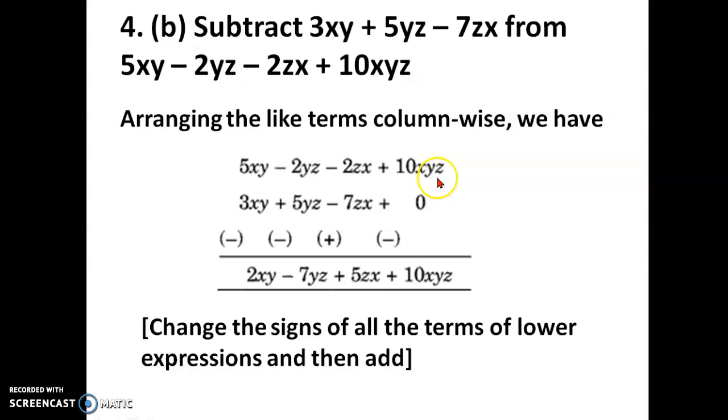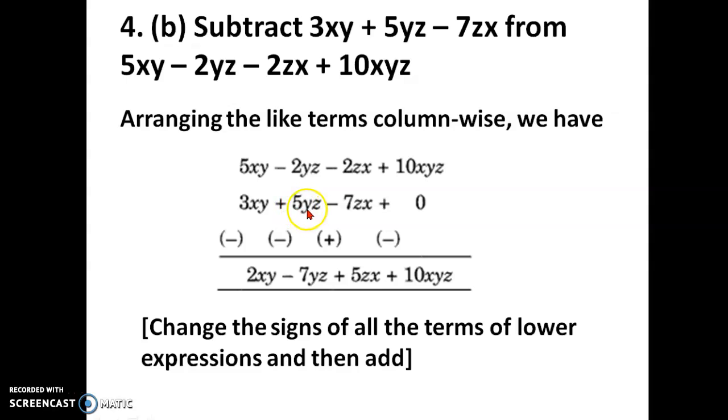For xyz, we don't have a like term, so put it as 0. If you leave it as such also, no problem. Then we have to do the subtraction. For that, one more step we have to do, that is you have to change the sign of the terms. So here plus xy. Nothing is there means it means plus. So you have to change it to minus.